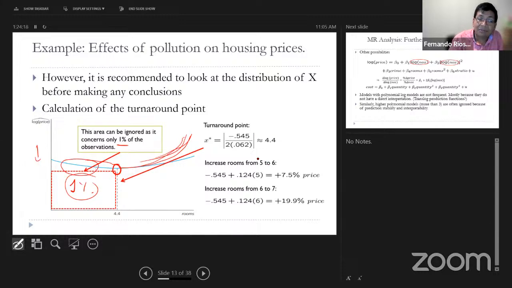For that section, let's say going from 5 to 6 rooms, we can estimate what is the predicted change on the price of the house. In this example, going from 5 to 6 increases the price of the house by about 7%. Going from 6 to 7 increases it by about 20%.